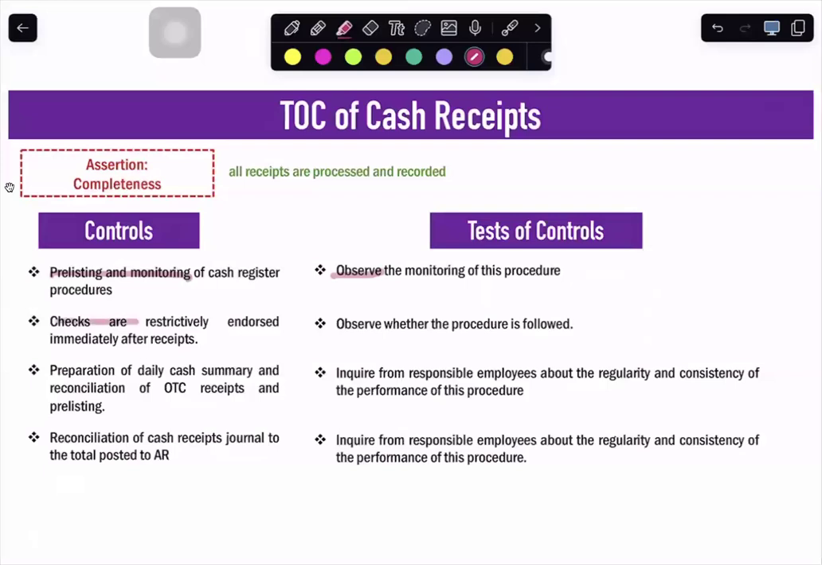Next, checks are restrictively endorsed immediately after receipts. How do we test this again? Observe whether the procedure as to the endorsement of your check are properly followed.